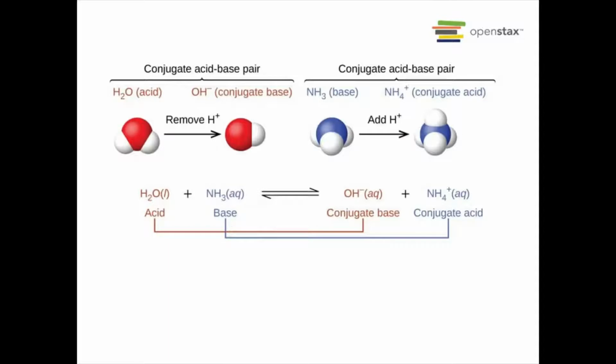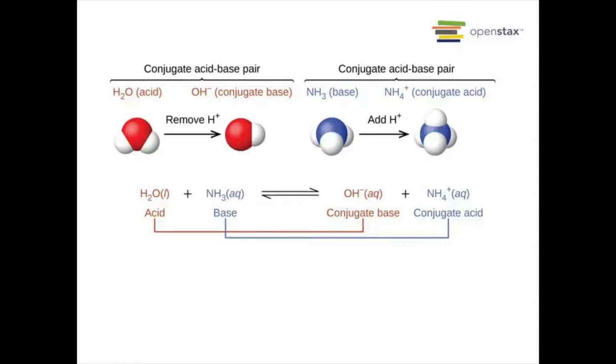And here's an example. So when you have an acid-base reaction, you have two conjugate pairs. So you have an acid and a base on each side of your reaction arrow. So that means that if one thing is your acid, the other thing has to be your base. You can't have two acids doing an acid-base reaction.